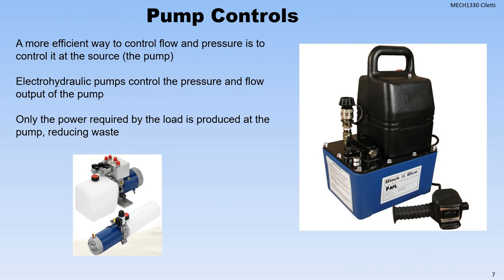The last thing we're going to talk about is pump controls. A more efficient way to control flow and pressure is to control it at the source, which is the pump itself. Electrohydraulic pumps control the pressure and flow at the output of the pump, and the only power required by the load is produced at the pump, reducing waste. So those are some different ways that we can control pneumatics: PLCs through sensors, solenoid valves, servo motors, pump controls, all those different things.